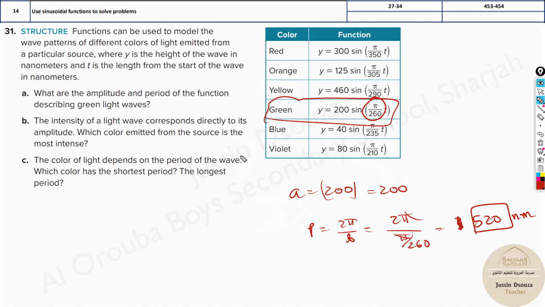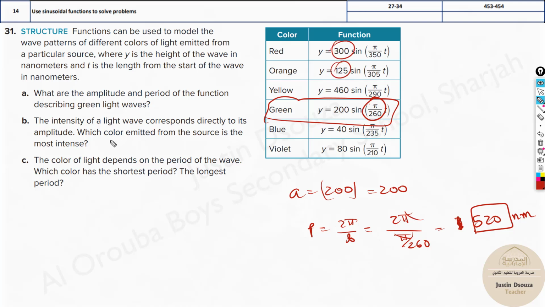Now the next question, this is it for the question A. The second one is this: the intensity of the light wave corresponds directly to its amplitude. Which color emitted from the source is the most intense? Now the intensity is directly related to amplitude. That means the amplitudes are there, right?